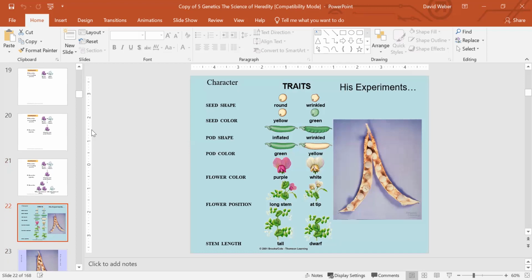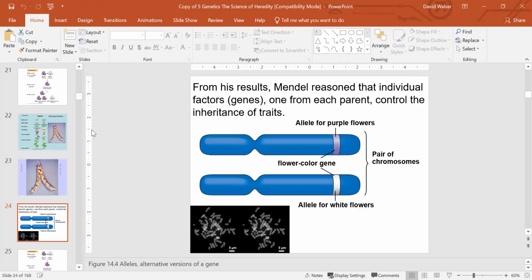These are the different traits. Okay, so from his results, Mendel reasoned that the individual factors or genes from one parent control the inheritance of traits. Write that down. That is really important, guys. Pause the video until you're done.